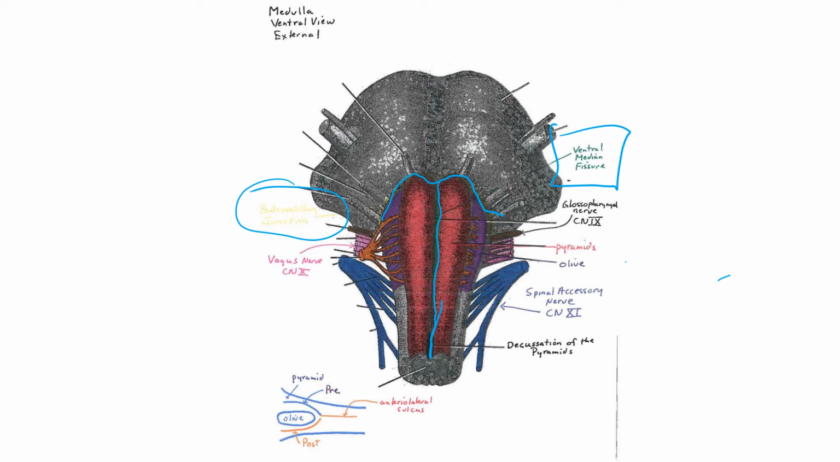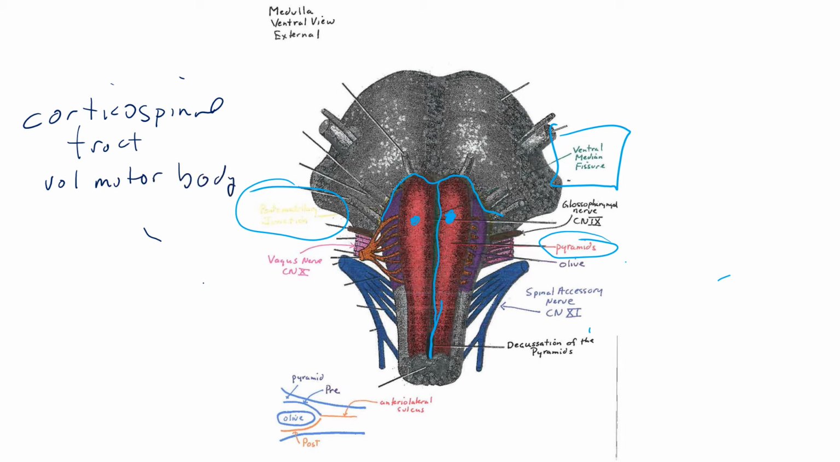On either side of the ventral median fissure, where the blue dots are, we are going to have structures which are called the pyramids. The pyramids are made up of a motor tract called the corticospinal tract. And this tract is the major voluntary motor tract of the body. And so what we're going to see is coming down through the pyramids, we're going to see the two corticospinal tracts, one on each side.